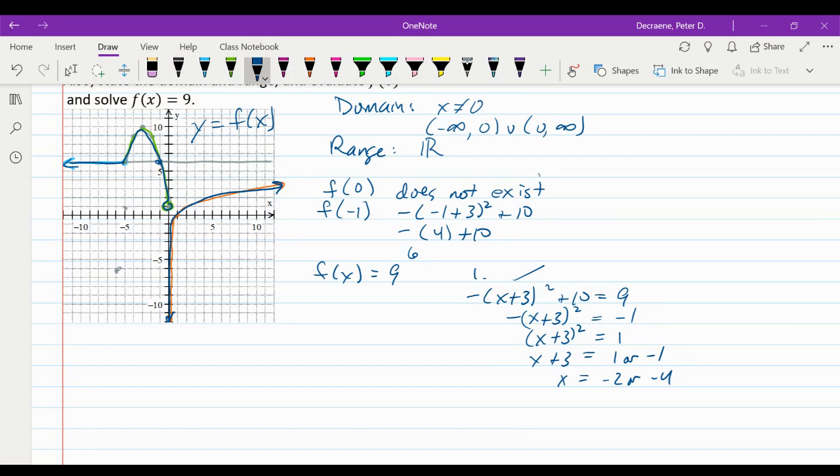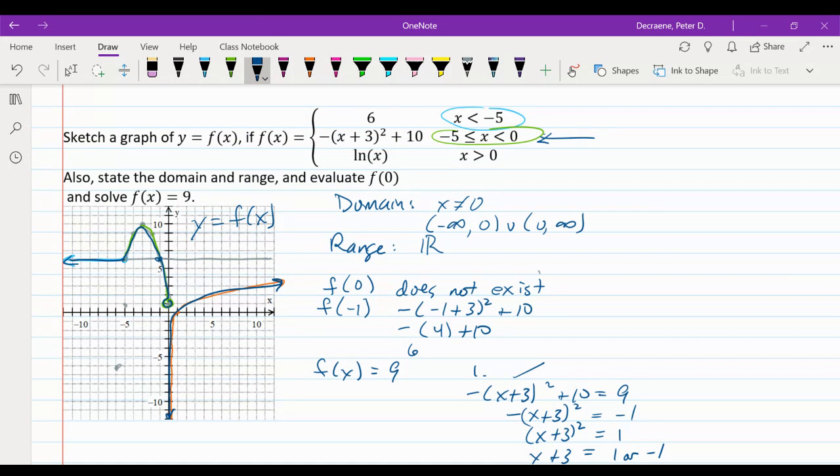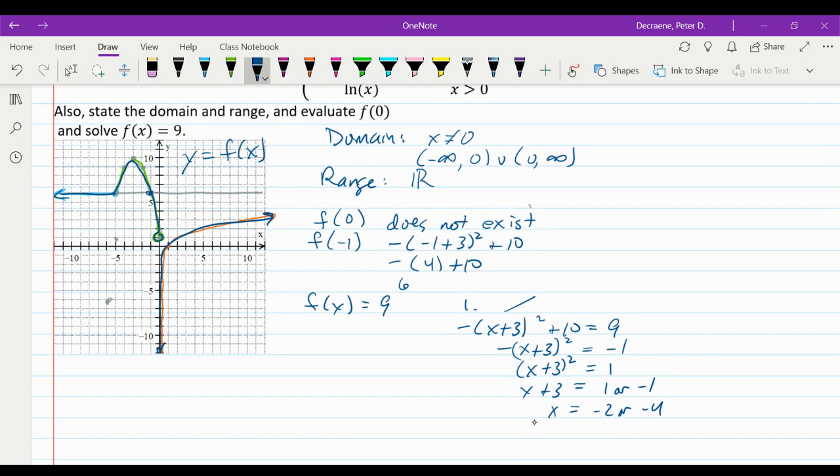Now here's the thing. -2 and -4 are both in the domain for that chunk, so those are both solutions. And then finally, the last piece: I want natural log of x to equal 9. To undo that, I say x equals e to the ninth, whatever that number is. And e to the ninth is definitely bigger than 0. So there are 3 solutions to this: -2, -4, and e to the ninth. Talk to you on the next one.